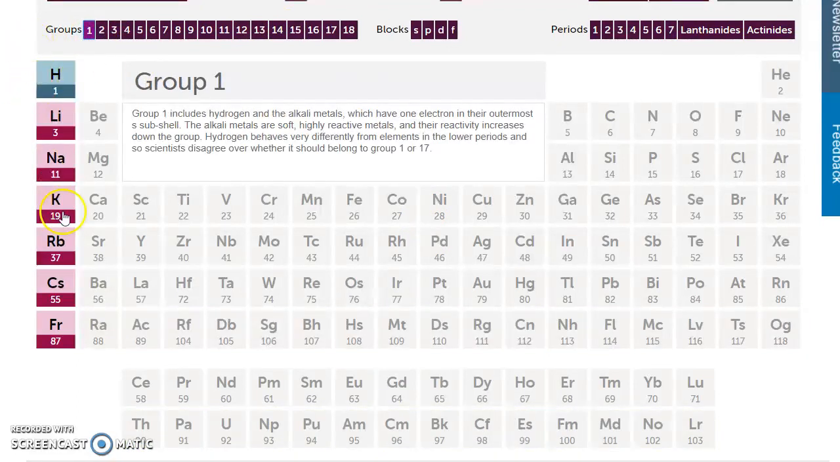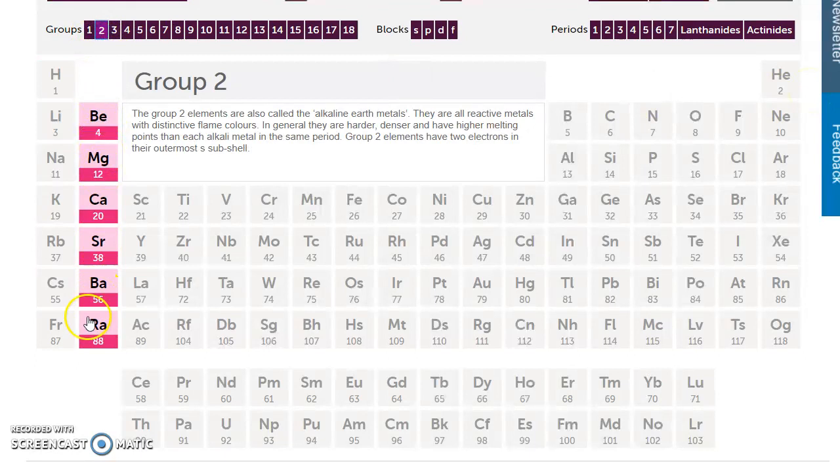So if we look at the group 1s, they all have 1 in their outer shell, even though this one's got 1 shell, 2 shells, 3 shells, 4 shells, 5, 6 and 7 shells, but they all have 1 valence electron in that outermost shell. So they're all going to react in a similar kind of way because they're all going to give away 1 electron and get rid of that extra electron so that they have a full outer shell. Same with the group 2s. These all have 2 in their outer shell. They're all going to give away 2.